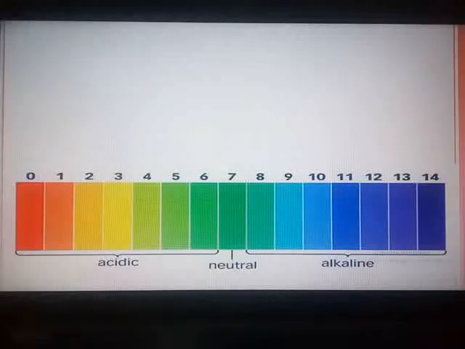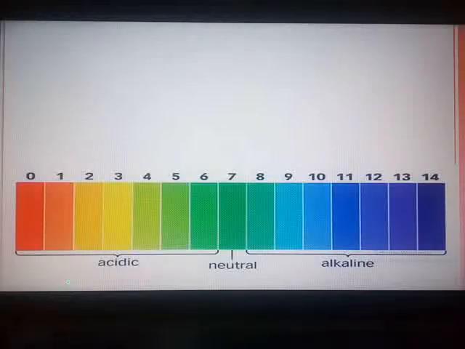Now, this scale which you see here is known as the pH scale. Small p, capital H. pH. P stands for potence and H stands for hydrogen. Potential of hydrogen ions means strength of the hydrogen ions. More about the pH scale in detail we are going to study in the chapter Acids, Bases and Salts.